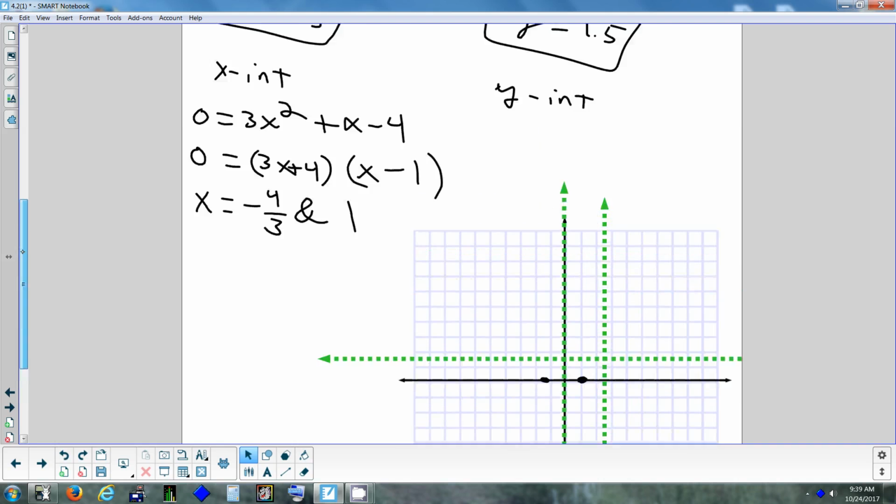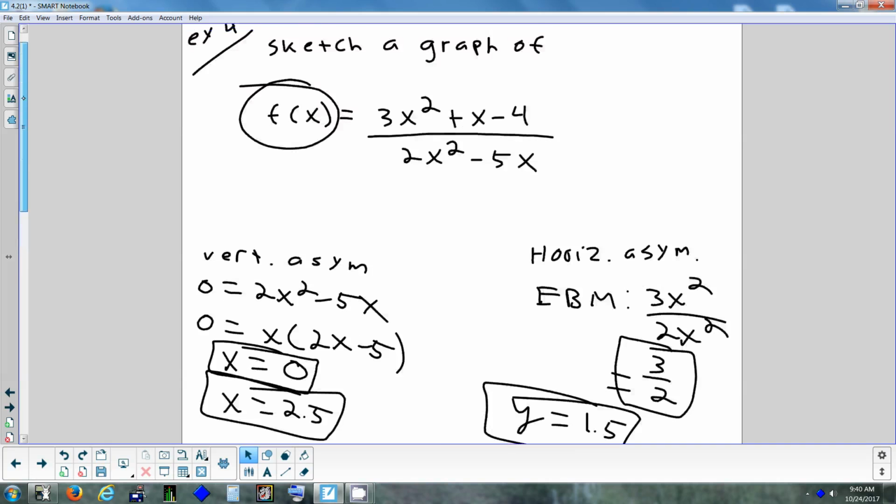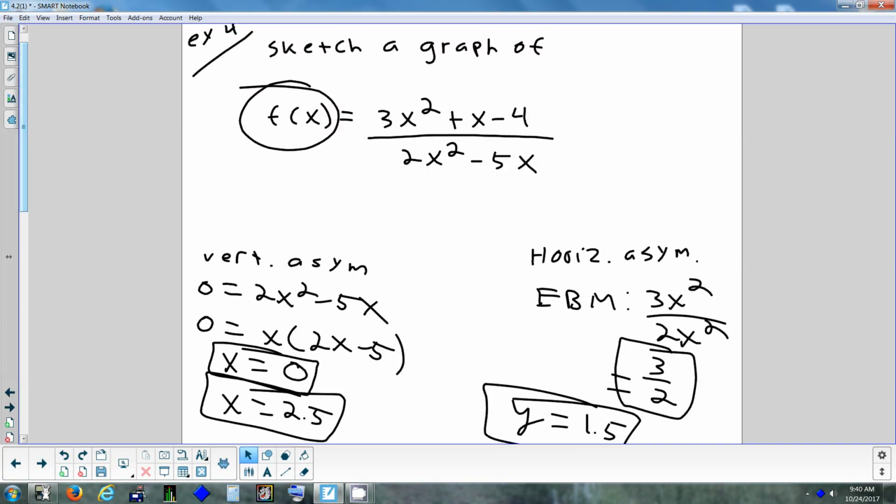So that's good. Y-intercept. Let's plug 0 for x. Well, look carefully at that problem. Just look at the bottom first. What do you get in the bottom if you plug in 0 for x? You get 0. So what does that mean about my y-intercept?